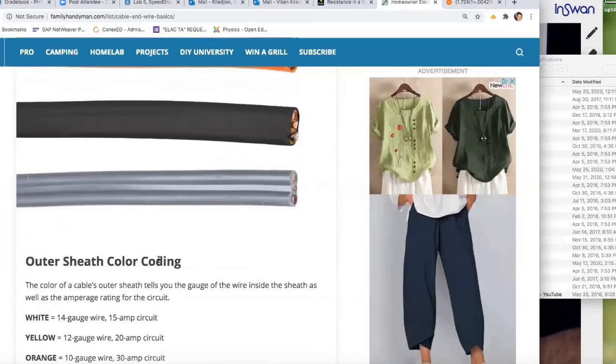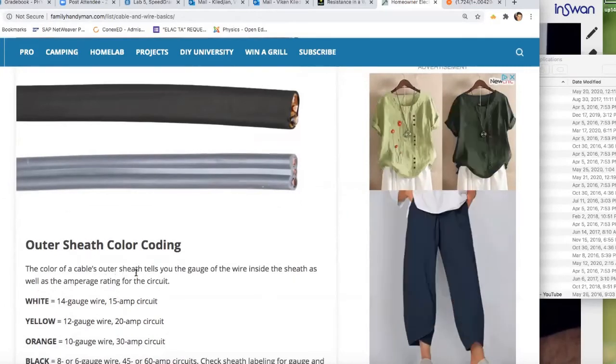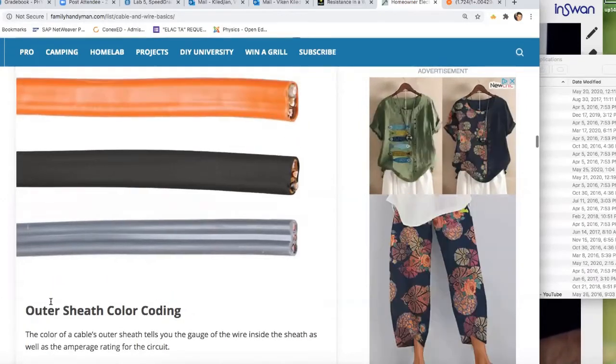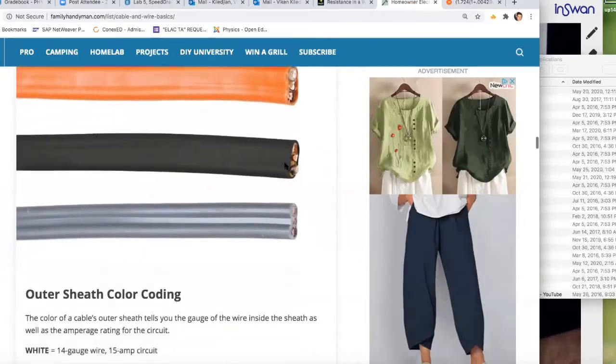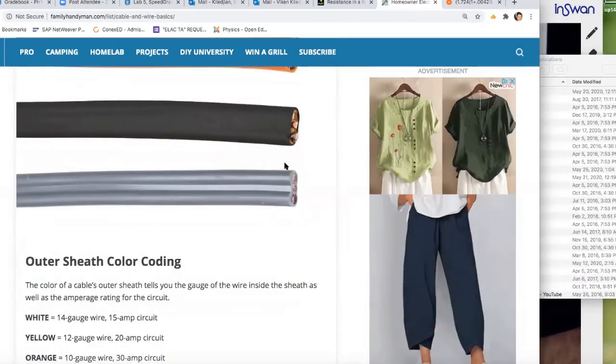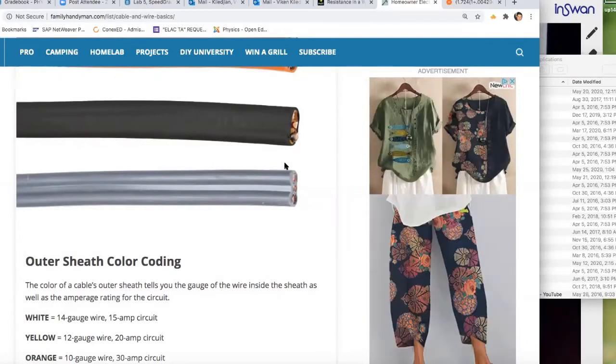Outer sheath color coding. The color of a cable's outer sheath tells you the gauge of the wire inside the sheath, as well as the amperage rating. Oh, okay. White, I guess that's this one, right? White, 14 gauge. Let's write that down, see if that makes sense. White outer sheath.